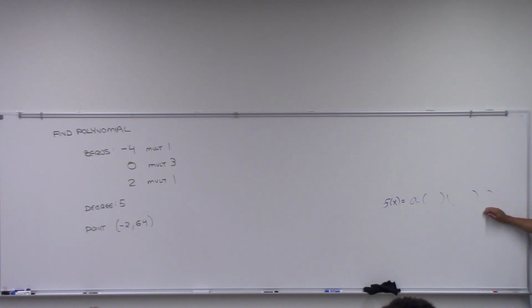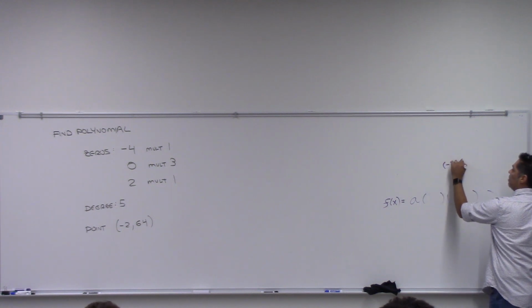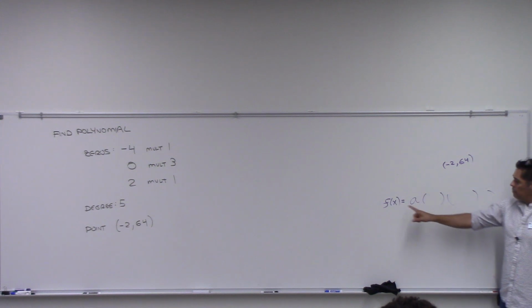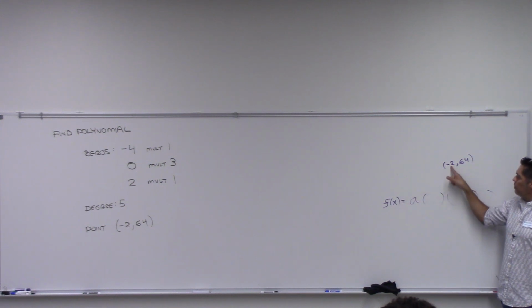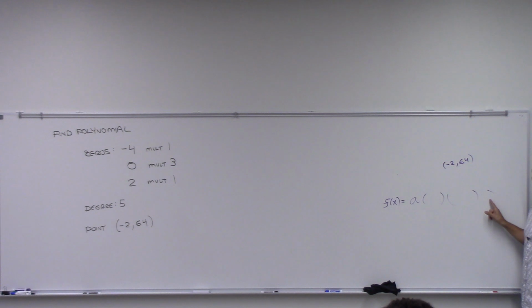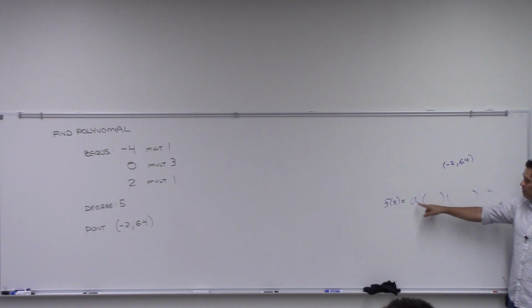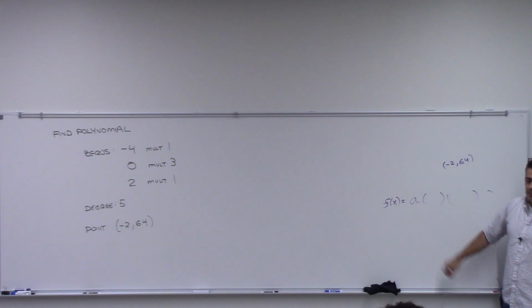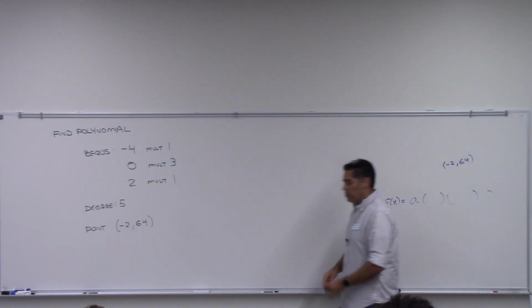And then you know that when you plug in, what does it mean to say that negative 2, 64 is a point on the graph? You substitute x for negative 2? If you replace all your x's with negative 2's, that answer should spit out what? 64. And that should allow you to solve for A. Okay. Make sense? Okay. So I'm going to work through it. I can give everyone just another minute.